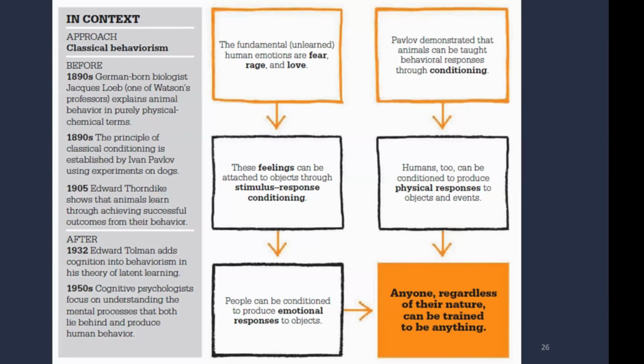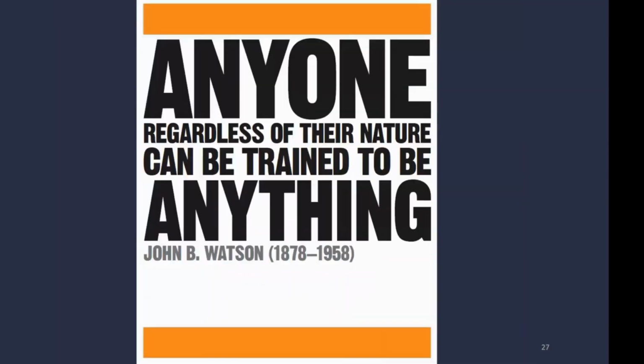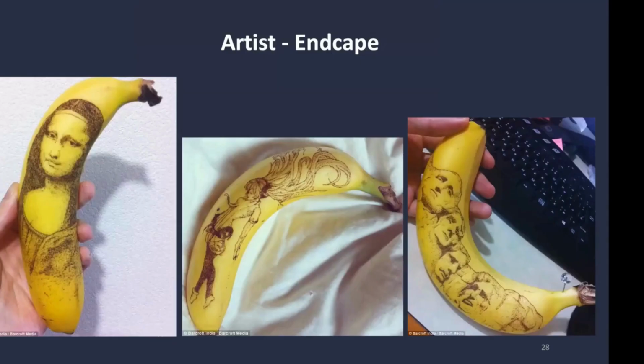So you can train yourself to actually do anything. Regardless of the nature of who you are, you can be trained to do anything. This was done by John Watson, and one of the models which he did was this. Here is an art form by this artist called Enscape.